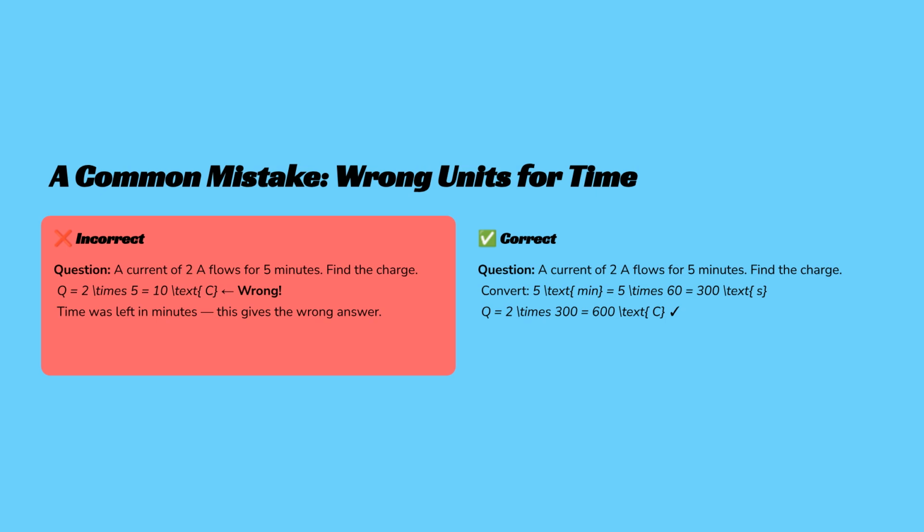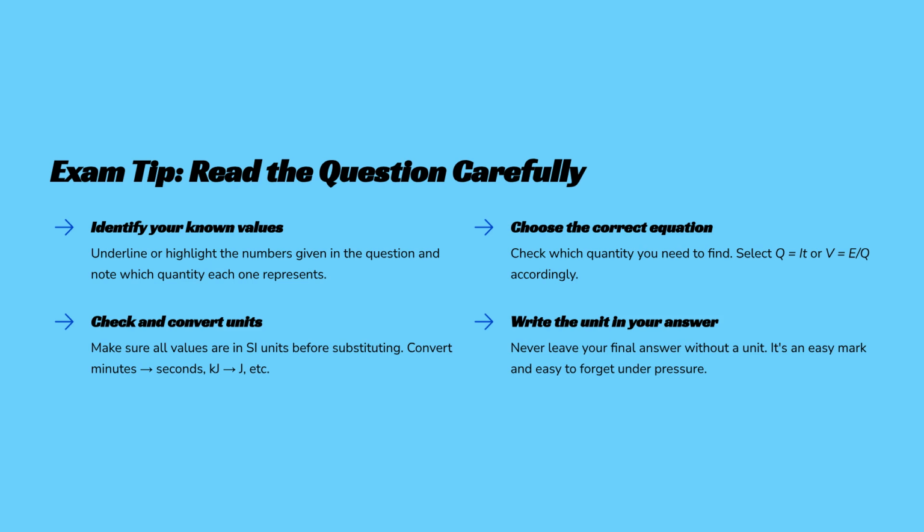Good luck! A common mistake in physics exams is using the wrong units for time. If a question gives you a duration in minutes, you must convert it into seconds before calculating charge to get the correct answer. Follow these exam tips. Always identify your known values first, choose the correct equation, convert your units to standard SI form, and never forget to include the unit in your final answer.